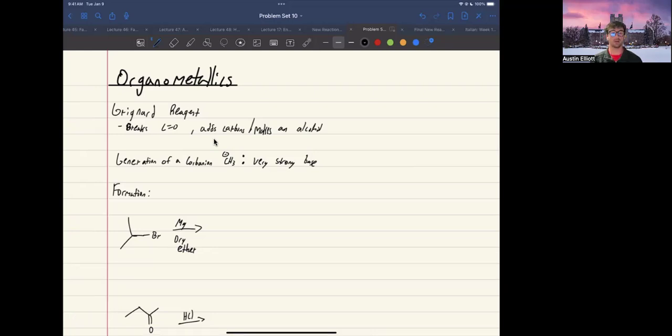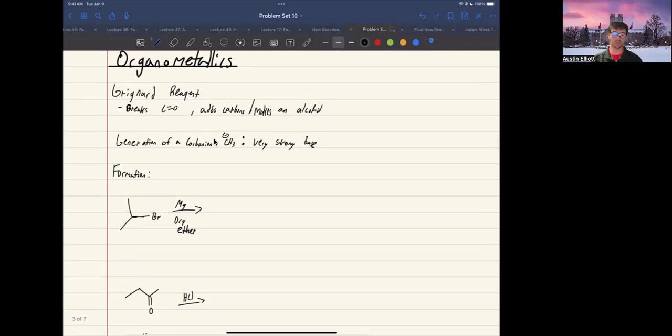So we break a carbon-oxygen double bond, and we're going to add carbons. That's really the main thing for a lot of these organometallic reactions, that we are adding carbons to molecules. And then additionally for Grignard, we're also going to get the formation of an alcohol. So with Grignard, when we're trying to make it, we're trying to generate a carbon anion, which is a very, very strong base. When looking at the formation of the Grignard reagent, we're going to have something with the Br, that's part of it, and then we're going to have the magnesium right there and then dry ether.